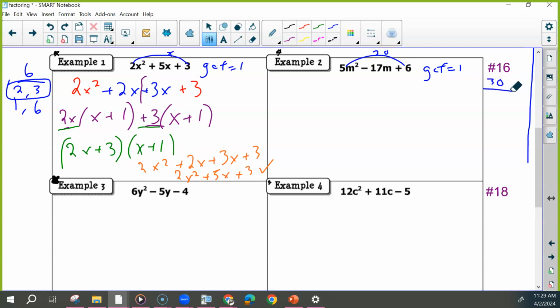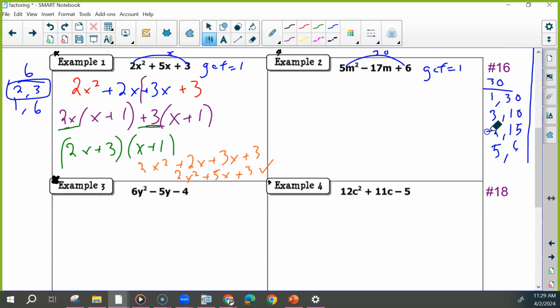I'm going to write that over here. What are some factors of 30? 3 and 10. I heard 1 and 30. 15 and 2. 5 and 6. And I think that's it. So of those, which ones could we add or subtract together to get negative 17? 15 and 2. But how could we make it negative 17? They both need to be negative, correct.